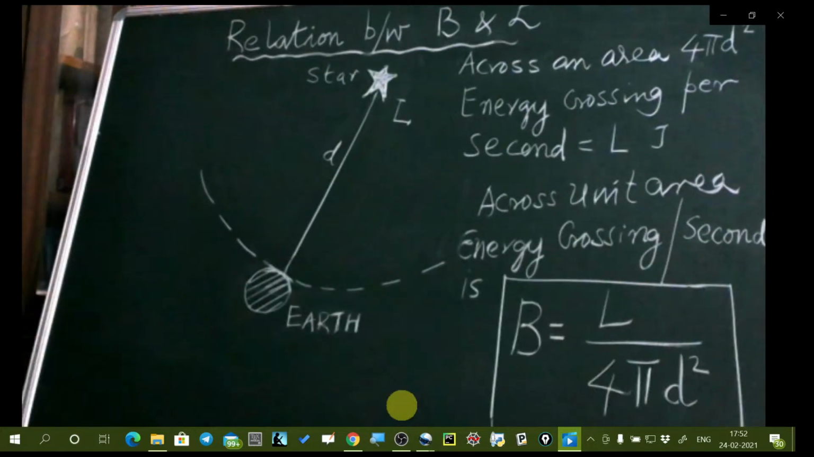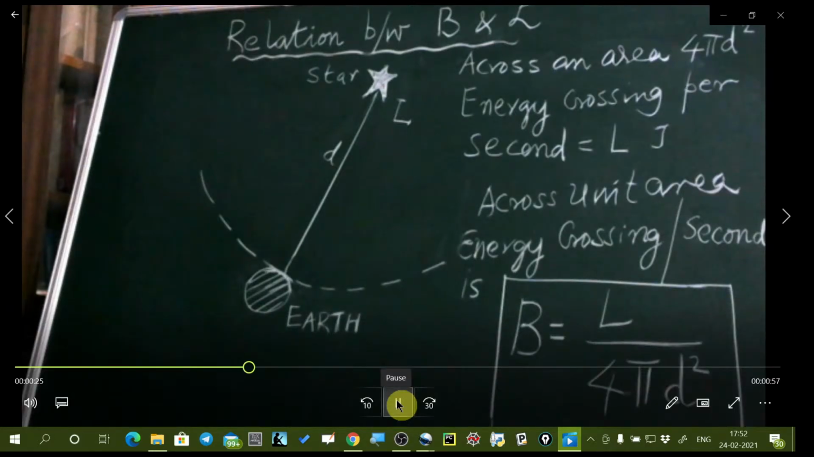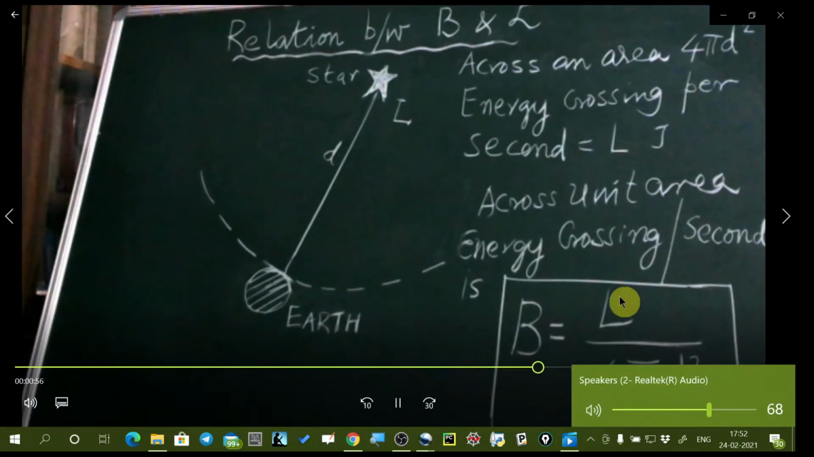The star is centered and radius d. Suppose we imagine a sphere. The surface area of the sphere would be 4 pi d squared. Now, if there is no absorption of energy by the intervening medium between the star and the earth, and no other form of loss of energy, then the total energy crossing the surface area of the sphere per second is L joules. Thus, we say across a surface area of 4 pi d squared, the energy crossing per second is L joule. Thus, across unit area, the energy crossing per second would be L divided by 4 pi d squared.